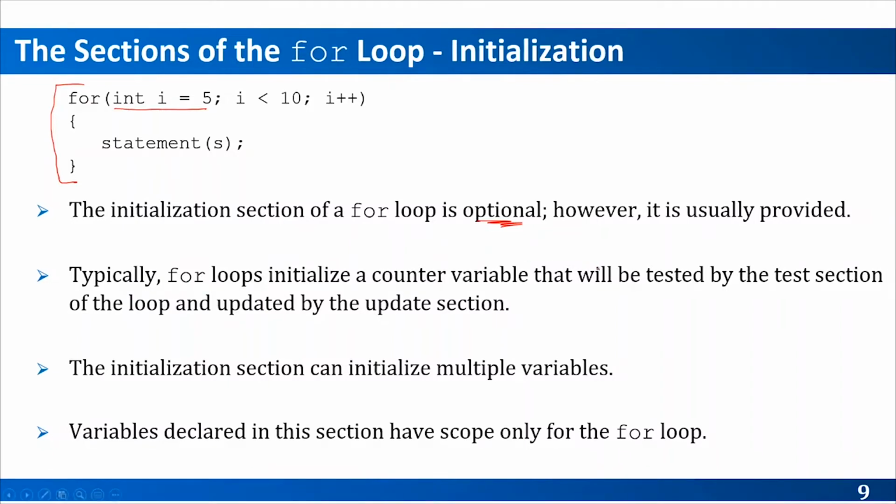The initialized counter is usually the one that you're going to use in the test section, which is I less than 10. If you have a counter here, why not use it here to control the for loop? So that's the same I you initialized here. This is the I you are using for the test. The initialization section can initialize multiple variables, and that's something that we will see again later on. You could include multiple variables here. It doesn't have to be just one. And variables declared in this section have scope only within the for loop.